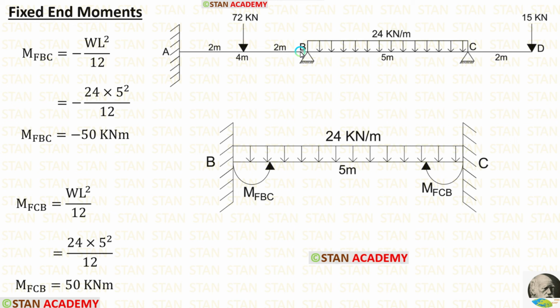Now, let us calculate the fixed end moments in the span BC. In the span BC, there is UDL 24 kN per meter. It is acting for the full span. The formulas to calculate the fixed end moments are minus WL square upon 12 and positive WL square upon 12. Here W is 24, L is 5. When we apply the values inside the formulas, we are getting M of BC and M of CB.